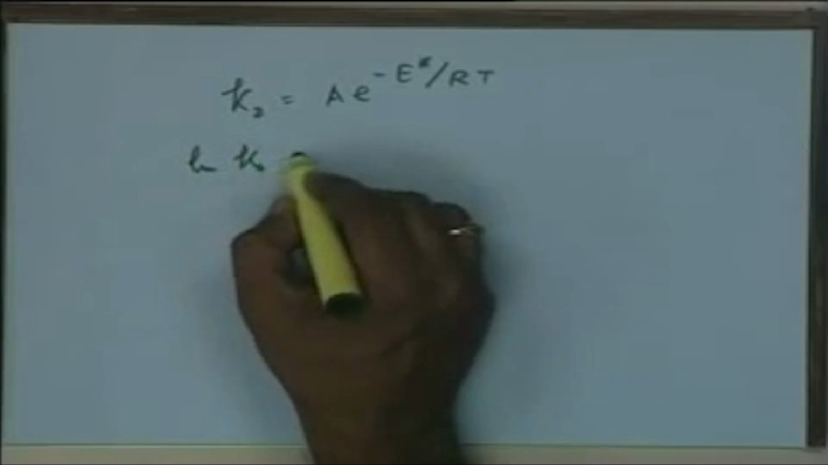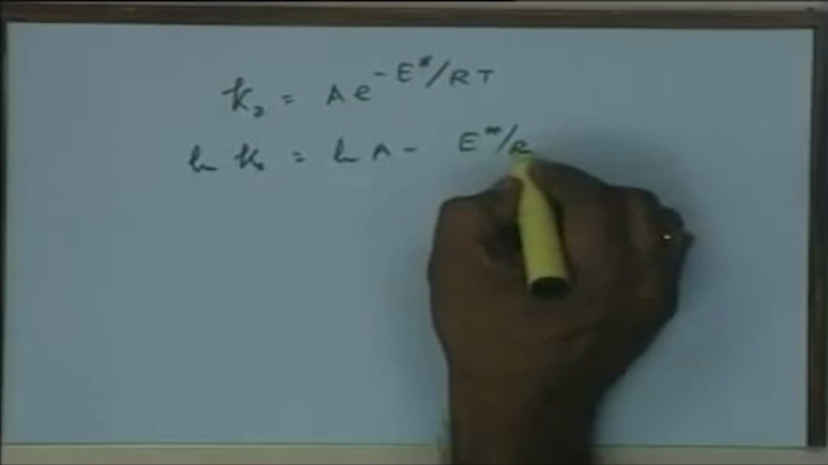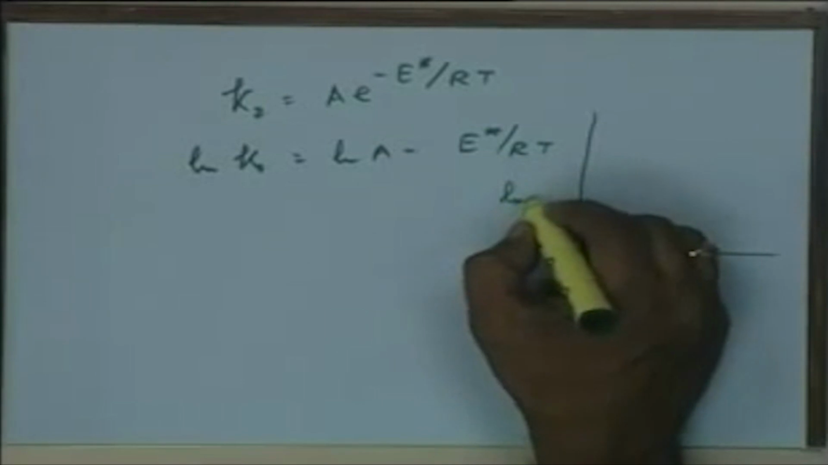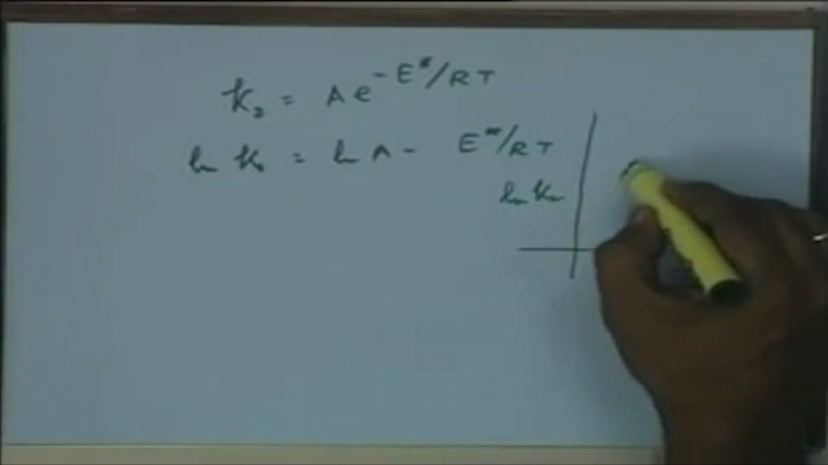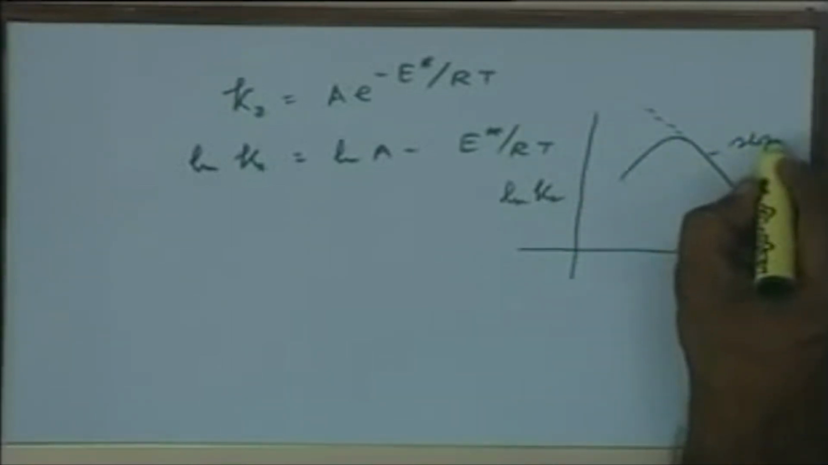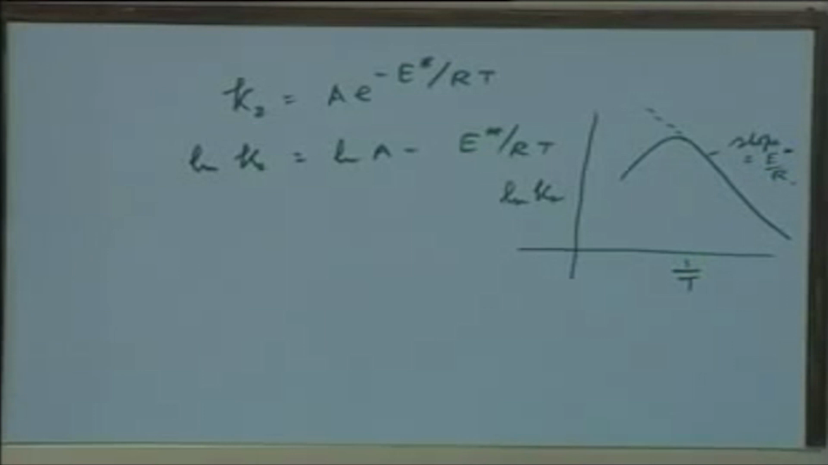Ln K2 will be equal to ln A minus E star over RT, a very familiar profile. 1 upon T versus ln K2, you get a negative profile, and the slope is minus E star upon R, and that gives you the magnitude of the energy of activation for the given enzyme catalyzed reaction. So, the effect on K2, that is the turnover number, is primarily almost like any other chemical reaction.